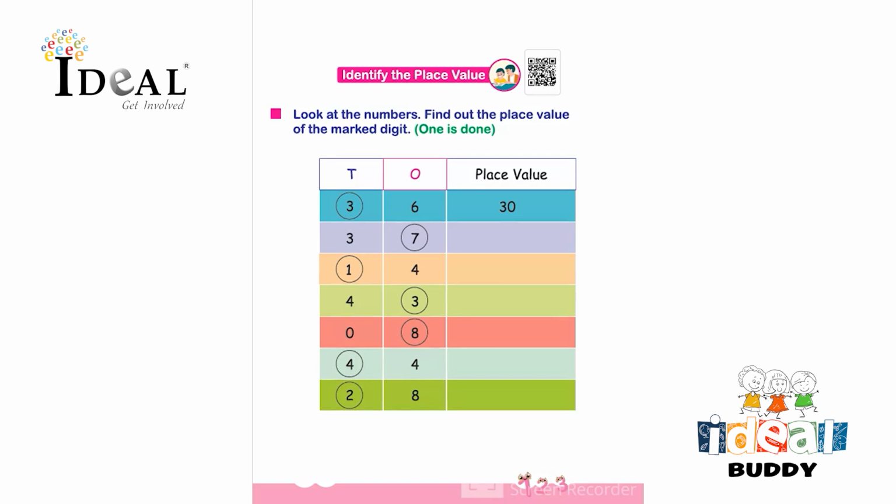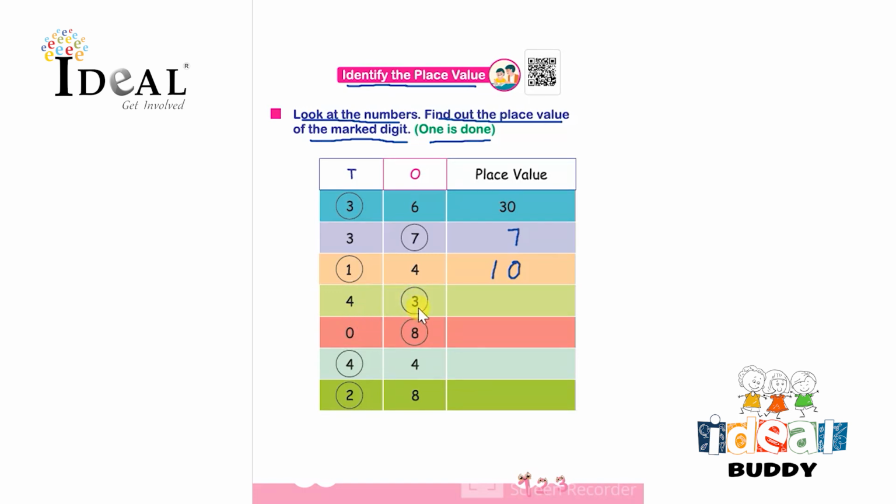Hello everyone. In this worksheet, the topic is identify the place value. Look at the numbers. Find out the place value of the marked digit. 1 is done. So over here 36, the place value of 3 is 30. 37, the place value of 7 is 7 as 7 is at the ones place. Over here for 14, the place value of 1 is 10 as 1 is at the tens place.